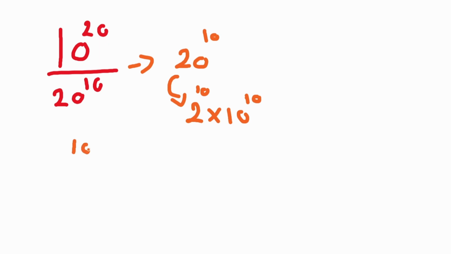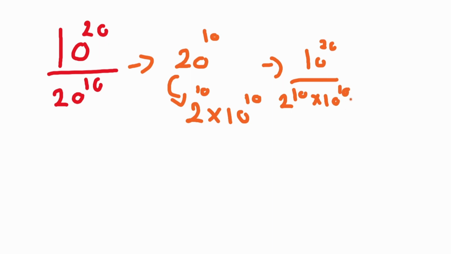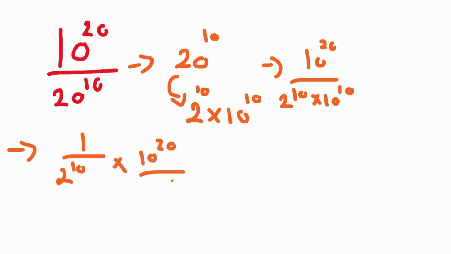So now what we're going to do is write this out as 10 to the power of 20 over 2 to the power of 10 times 10 to the power of 10. And you might be wondering, what does that do? Well, here you can see that we can split this apart again and write it in a simpler way: 1 over 2 to the power of 10 times 10 to the power of 20 over 10 to the power of 10.